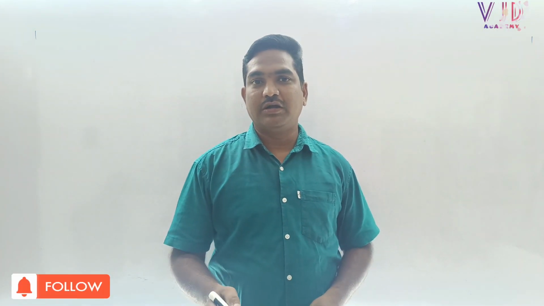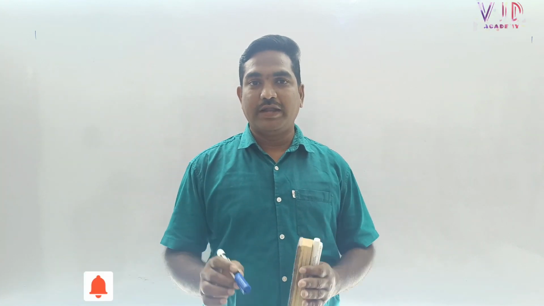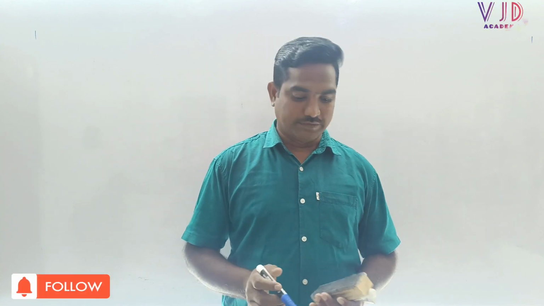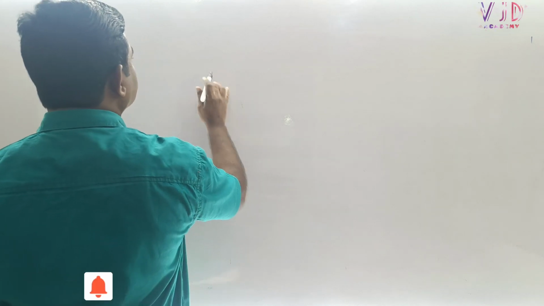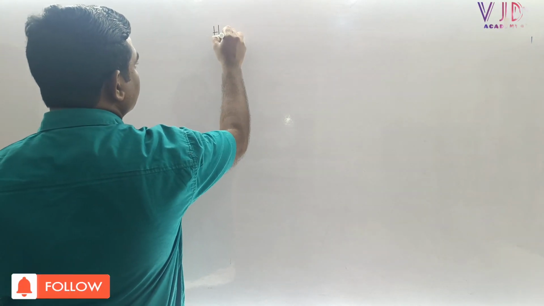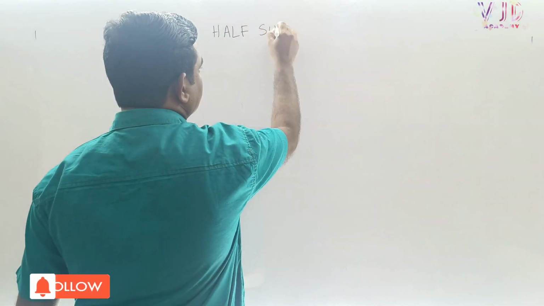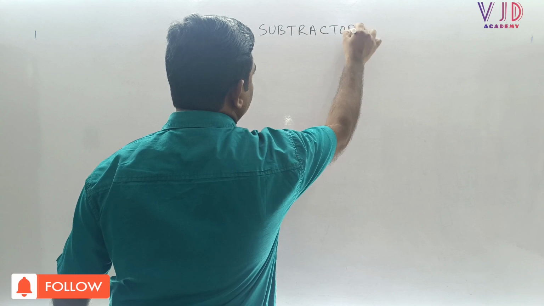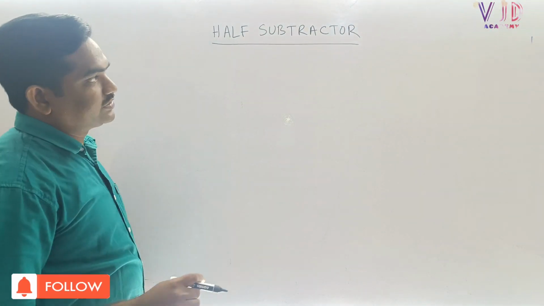Today I would like to take one more new concept called half subtractor. In the previous lecture we have seen half adder and how it works. Now let us try to understand half subtractor. This is one of the combinational circuits.